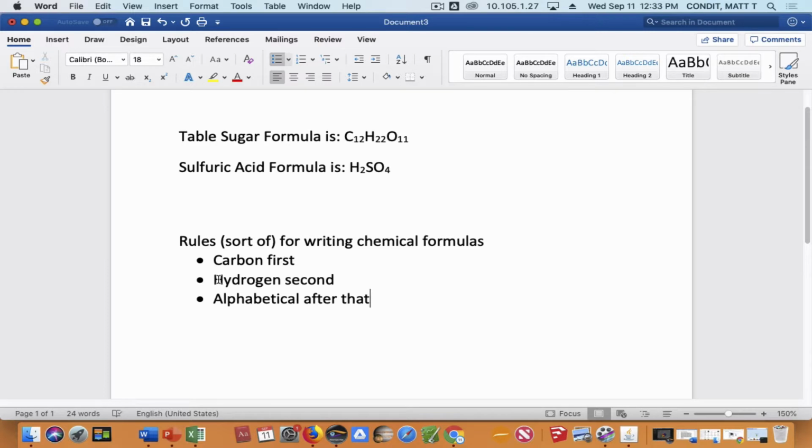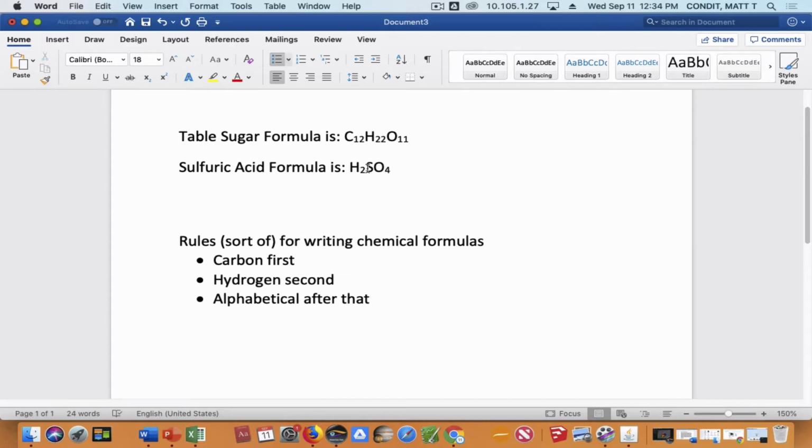Hydrogen is also very similar, it always goes second, and then alphabetical order after that. And you can see with just the 2 formulas I wrote, I broke this third rule because right here we have an S before O, which is not alphabetical. But notice here, carbon first, hydrogen second, oxygen last. Here we have hydrogen first because there is no carbon. We have the S second because it's only got 1. It doesn't have a subscript, and then the oxygen has 4.